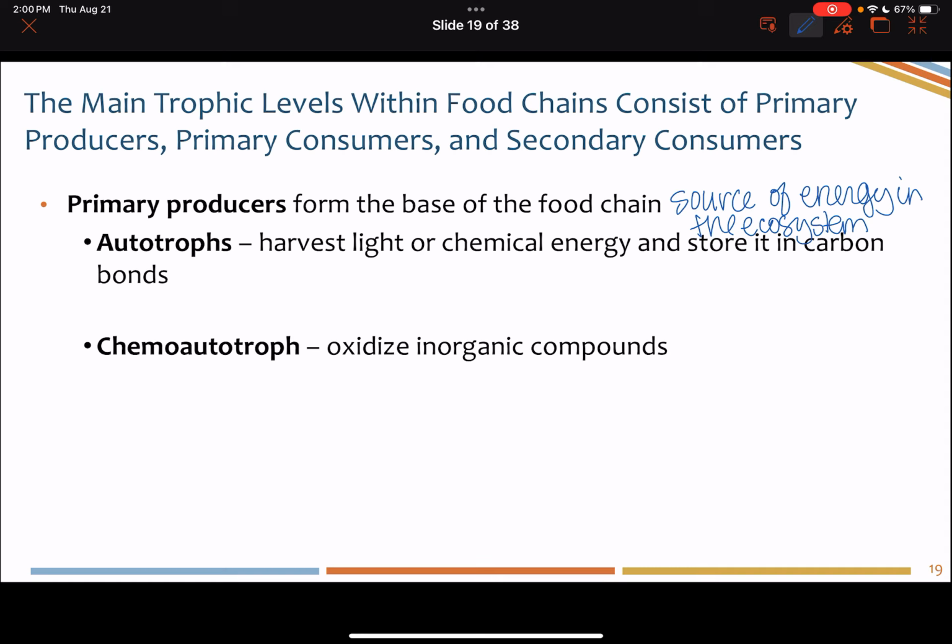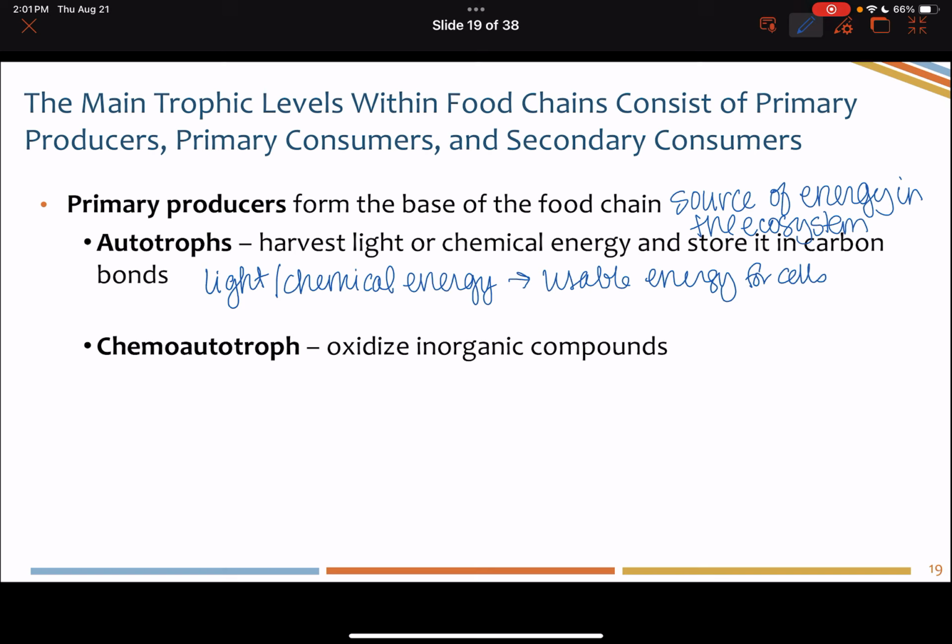Because until that sunlight or chemical energy is transferred, that energy is not actually available to power any processes within the cell. So our autotrophs, these are the organisms that produce chemical energy and store it into carbon bonds as usable cellular energy. So autotrophs are going to either convert light or chemical energy into usable energy for cells. You are all familiar with our photosynthesizers.